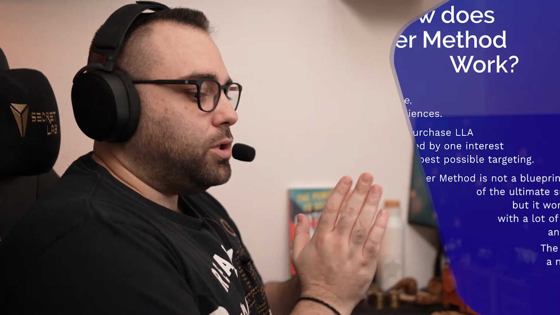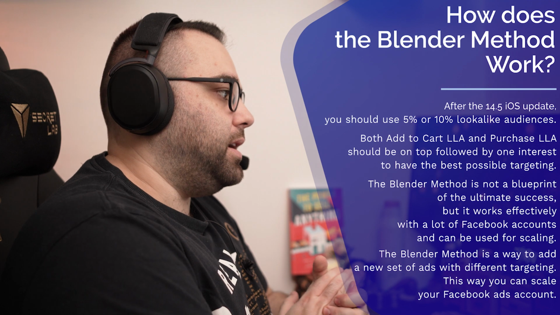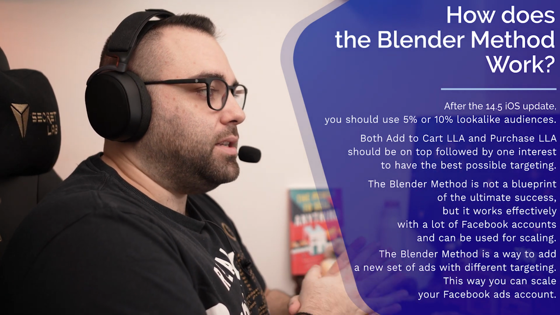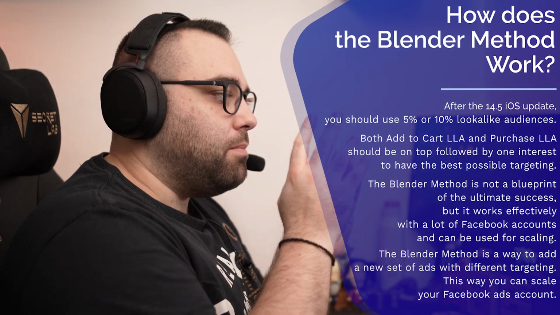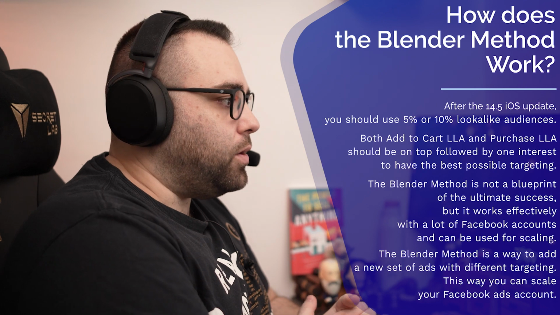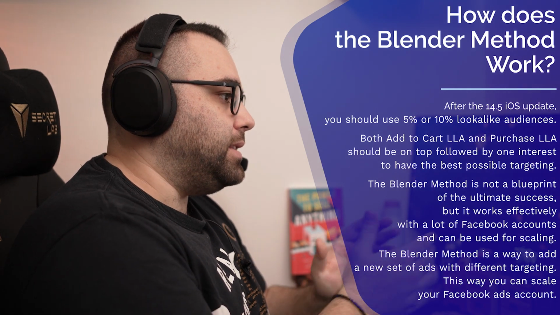So the Blender method is working like this. It used to be 1% add to cart, 1% purchase lookalike. Now you need to use 5% for both or 10% for both, but both of those lookalikes have to be on the top. You need to put your interest below in order to have a better targeting.